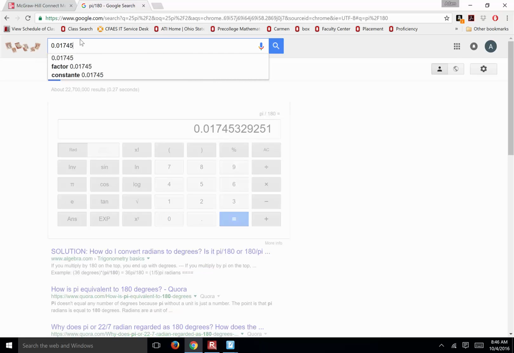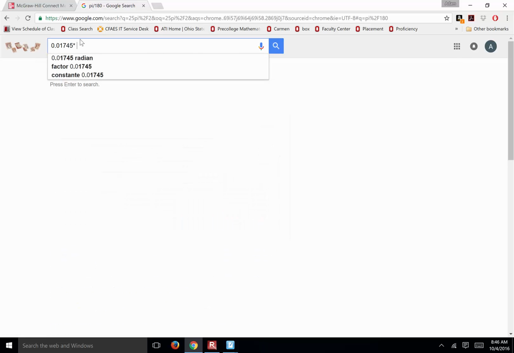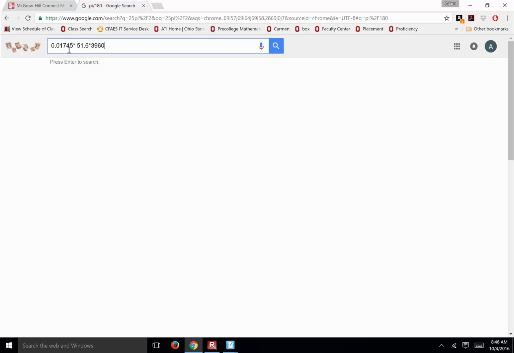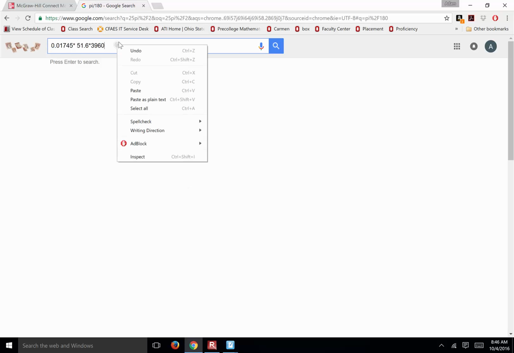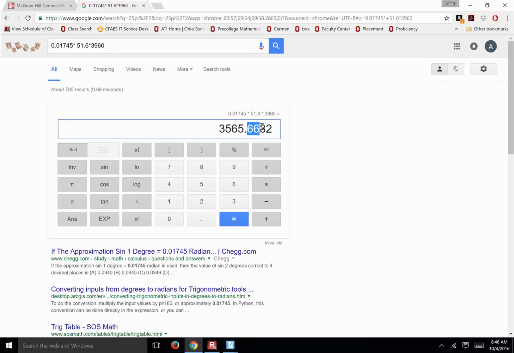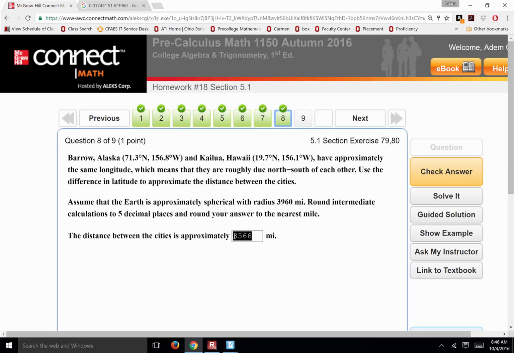If you take this and multiply by 51.6, and then Earth radius, 3,960 was it? Yep. Look, I approximated pi over 180 into 5 digits, and then multiplying, we'll probably get 3566. We got 35663 earlier. This is 35656, but when you round this, 3566, by luck we end up getting the right answer, okay?